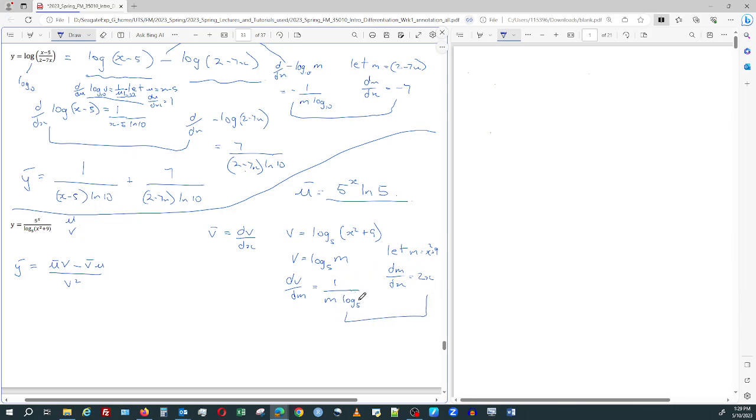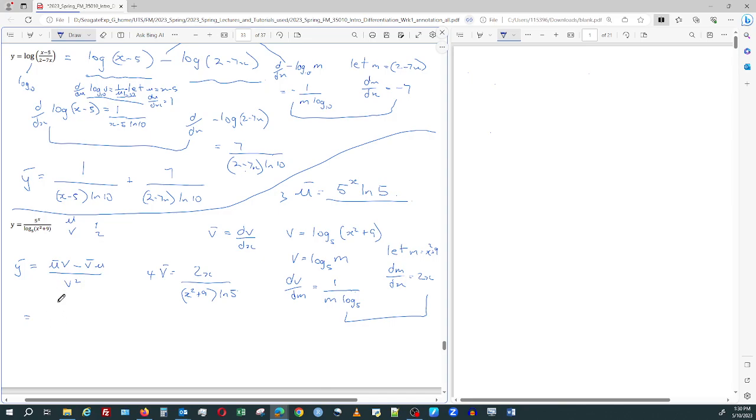So the 2x will sit on top. So v dash becomes 2x over m, which was x squared plus 9, multiplied on the denominator by the ln of 5. Okay, so now we've got all 4 pieces of information: 1, 2, 3, 4. We can now put them all together.